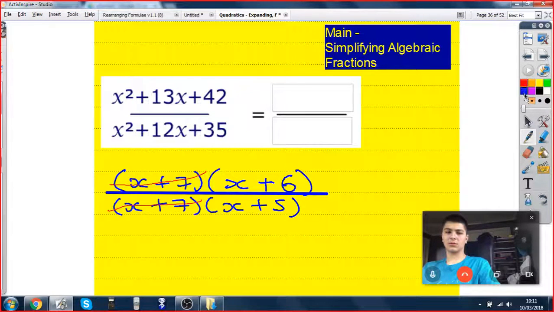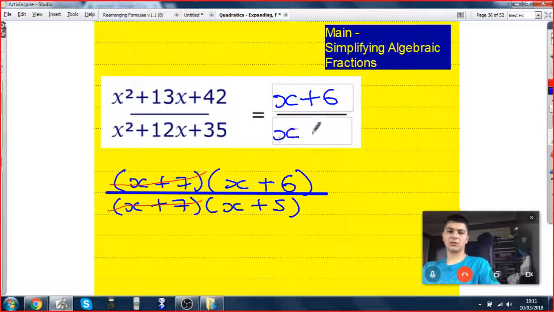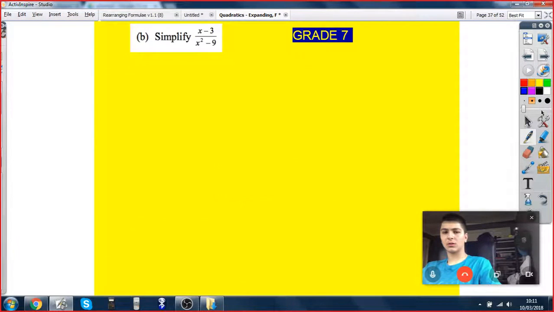X plus 6 over x plus 5. That's it. And so to simplify algebraic fractions, fully factorize the top, fully factorize the bottom, and cancel down anything they have in common. Okay, so these are exam questions.